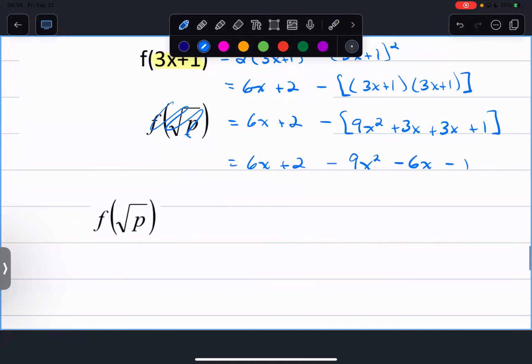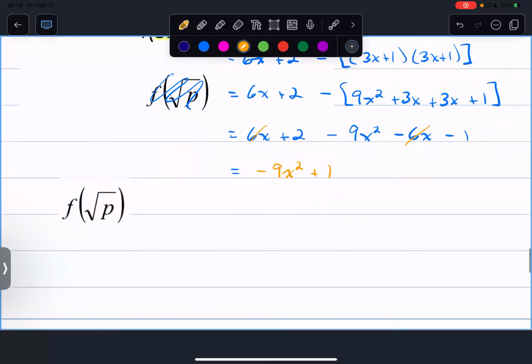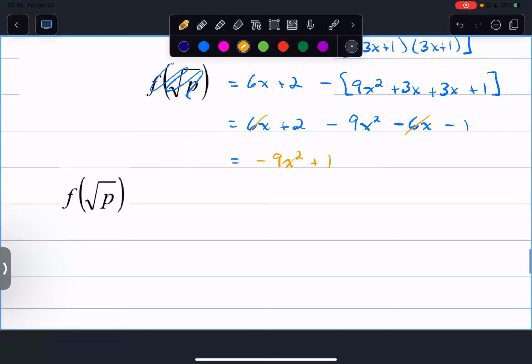Okay. 6x minus 6x. Well, we don't have to deal with those anymore because they cancel. And then 2 minus 1 is going to put me at 1. And so I'm left with negative 9x squared, being sure to keep that negative, right? That's important. So negative 9x squared plus 1, right? 2 minus 1. Okay, good. A little bit tricksy, right? But just work each step and don't get overwhelmed. That's easy for me to say.